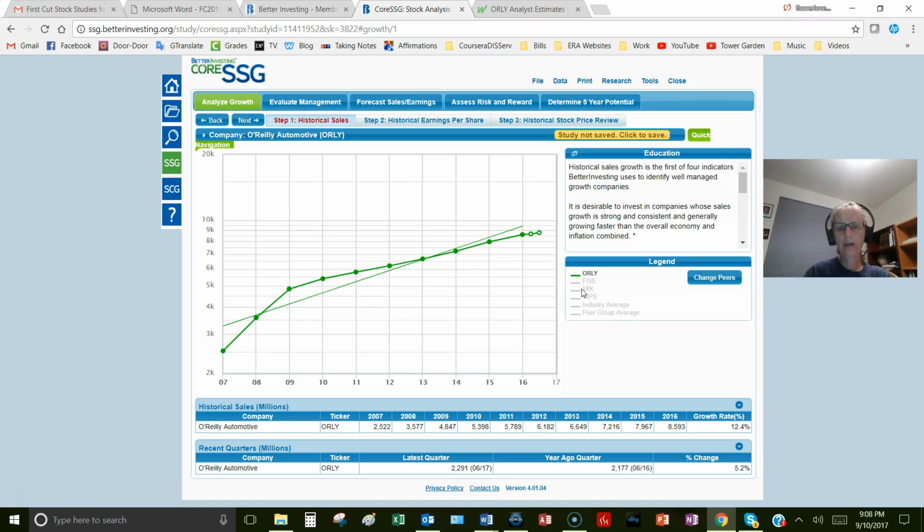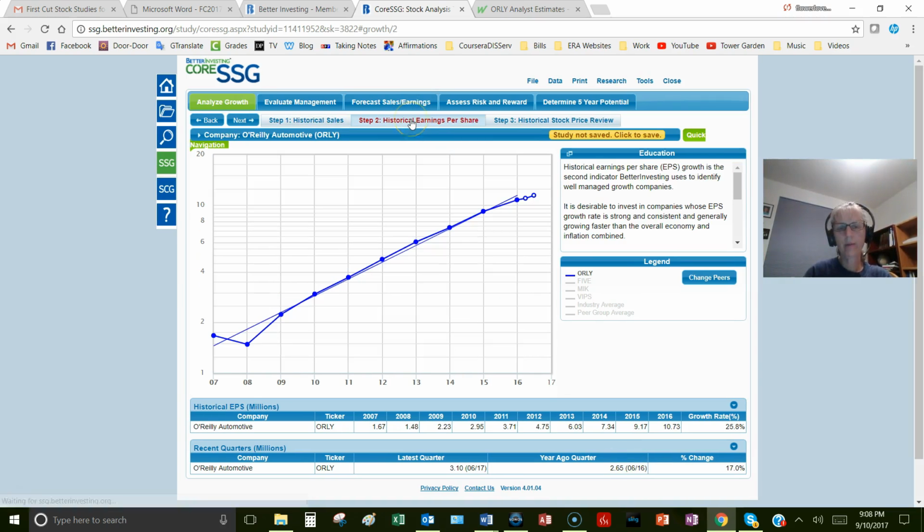So far I've got a graph here that's the sales, and then there's the trend line here. That's what I understand about that. And here's the growth rate right here. Here's the last quarter and what it was a year ago. Then I can come here, and this shows earnings per share history. Earnings per share is where you take the earnings for a particular year and divide it by the number of outstanding stock.